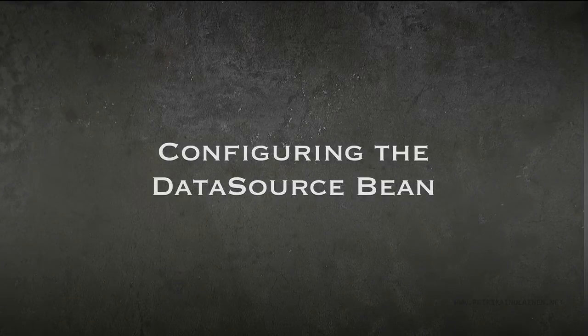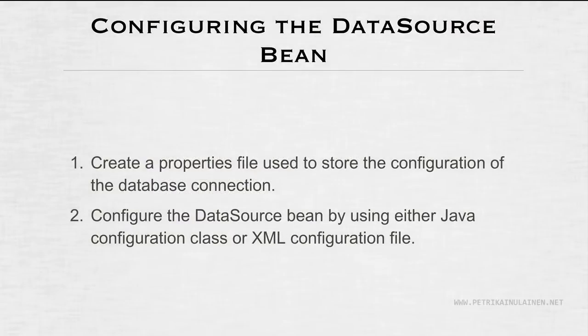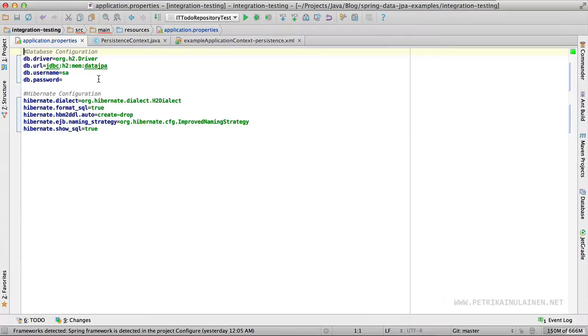Let's take a look at how we can configure a DataSource bean. One, we have to create a properties file which stores the configuration of the used database connection. Two, we have to configure the DataSource bean by using either a Java configuration class or an XML configuration file. Let's take a look at how this is done.